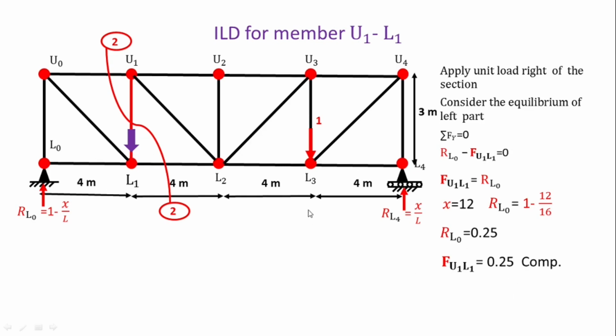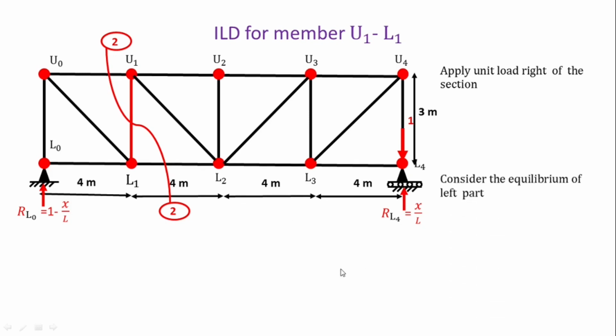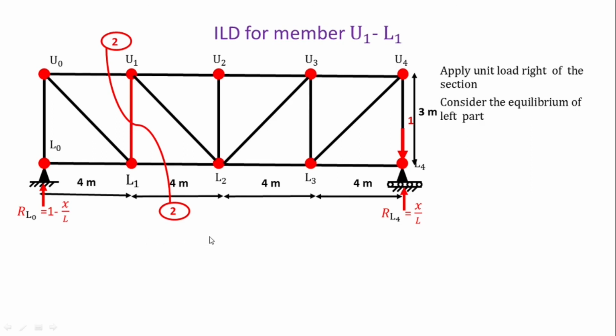So when the load is at L3, this member is subjected to compressive force, and that ordinate is 0.25. Now finally apply the load on L4, and again that is to the right part. So again consider the left hand side of the section as the equilibrium condition. So again assume the direction is a compressive force. The sigma Fy condition is the same. Again the equation will be the same. R_L0 minus F_U1L1 equal to 0. F_U1L1 is equal to R_L0.